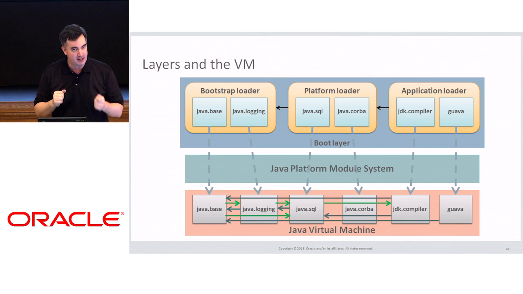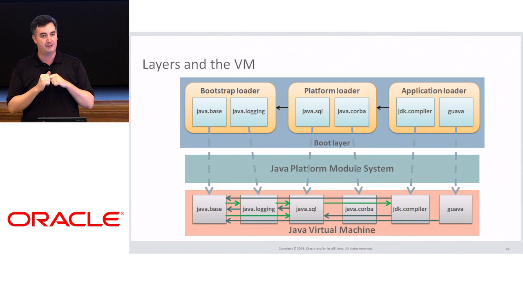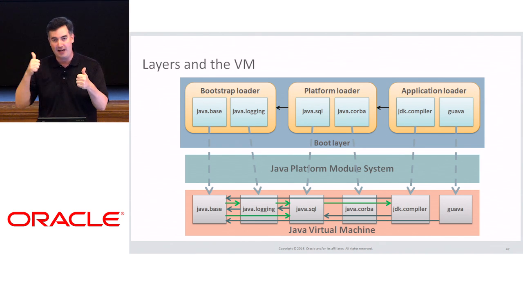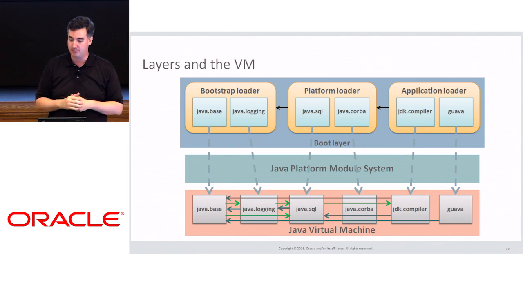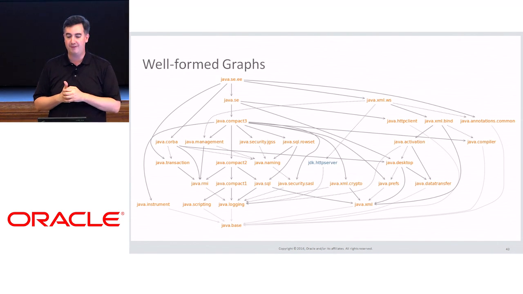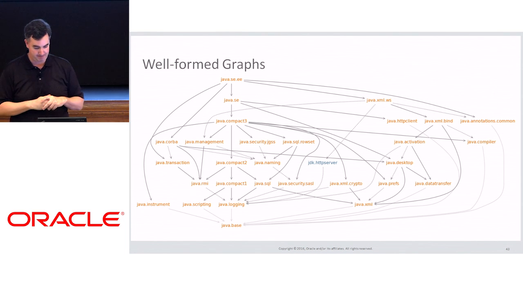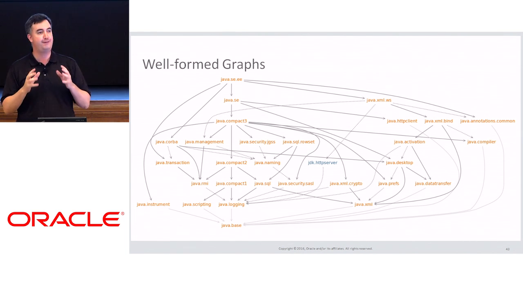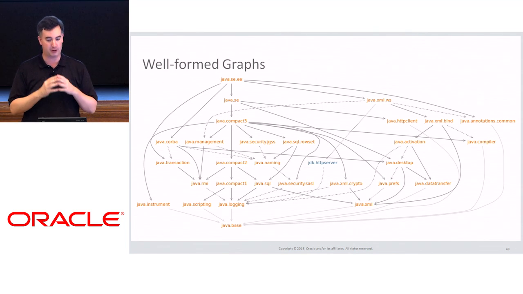Now, because of how class loading works, which hasn't changed, the module system must enforce certain constraints on a layer's module graph and on the layer's mapping from modules to loaders. Let's talk about the graph first. This is the graph of modules in JDK 9. The main thing to notice is that it has no cycles. This is the first and biggest constraint on a module graph.